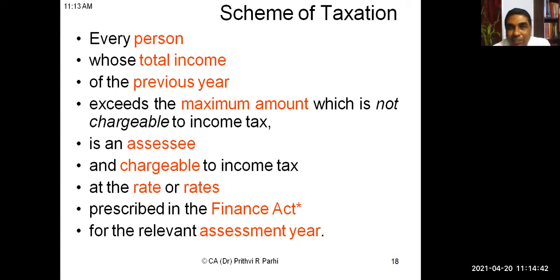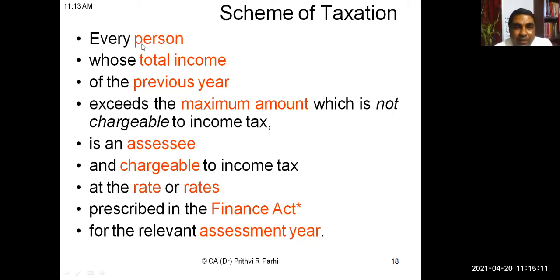Yes. We need to understand this. Let me repeat. Every person whose total income of the previous year exceeds the maximum amount which is not chargeable to income tax is an assessee and chargeable to income tax at the rate or rates prescribed in the Finance Act for the relevant assessment year. Friends, to understand this particular scheme, first of all, we need to understand the meaning of all these words which are appearing in red color.